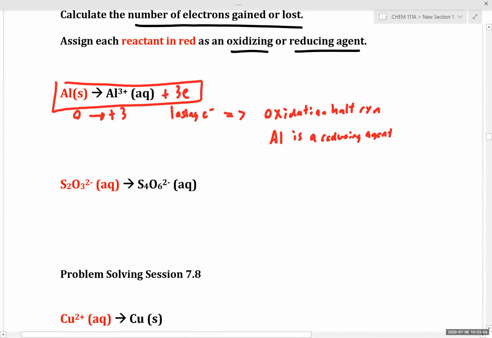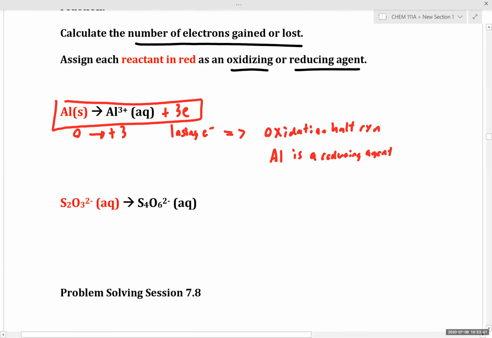Okay, so let's look at the next example. So we have S2O3. We know that the oxidation number of oxygen is -2. For sulfur, our oxidation number in this compound is +4.